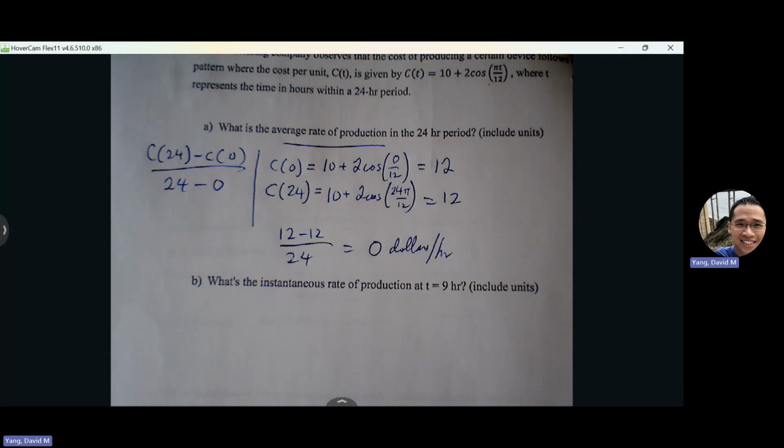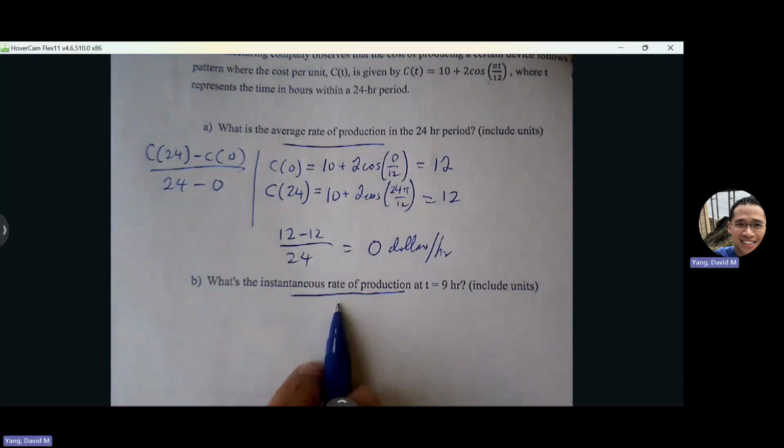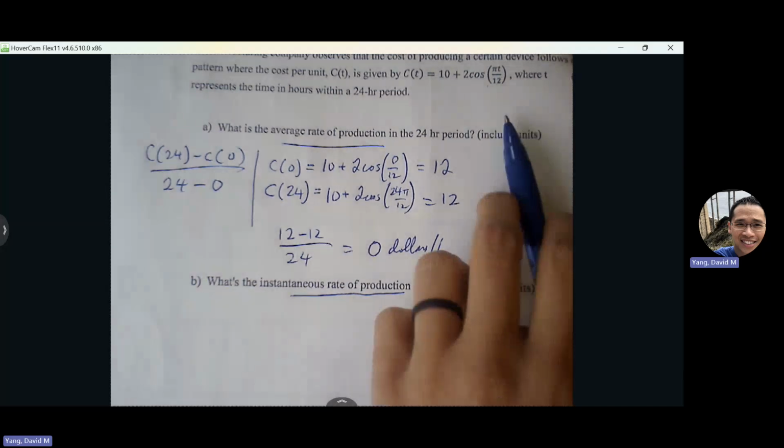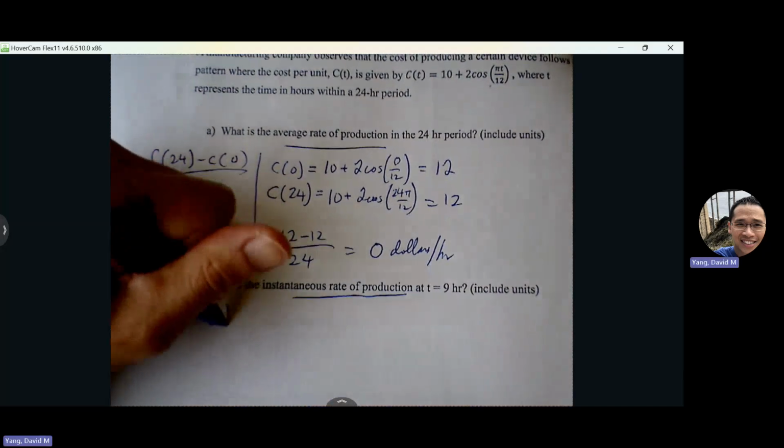What's the instantaneous rate of production at 9 hours? So now we're looking for the exact rate of change. So we need to find C prime of 9. So let's find the derivative.